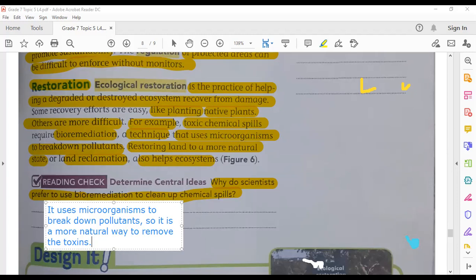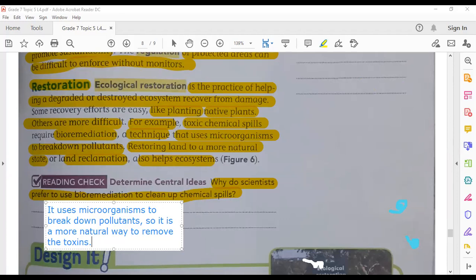Do you know what insecticides or pesticides are? Do you know what pesticides are? No? When we kill insects, what do we use? Chemicals. Yes, a spray. This is called insecticide. Why is this spray very dangerous? Because it's made up of toxic materials, chemical compounds. These are toxic to the air, to your breathing. This is not a natural way.